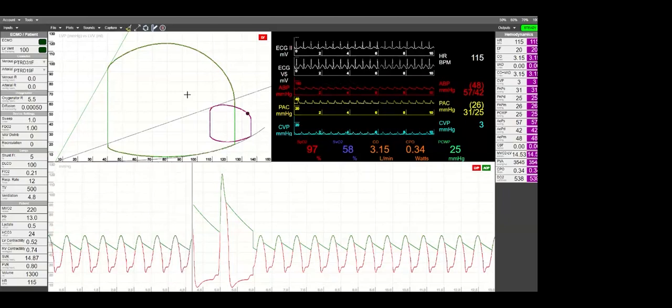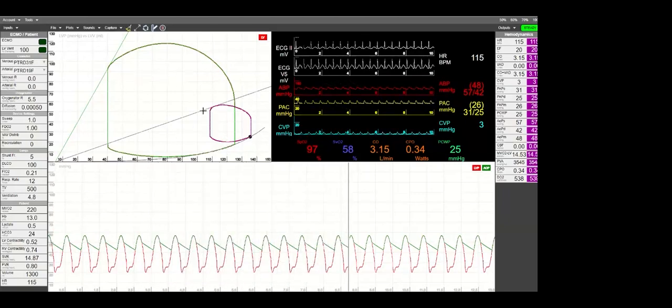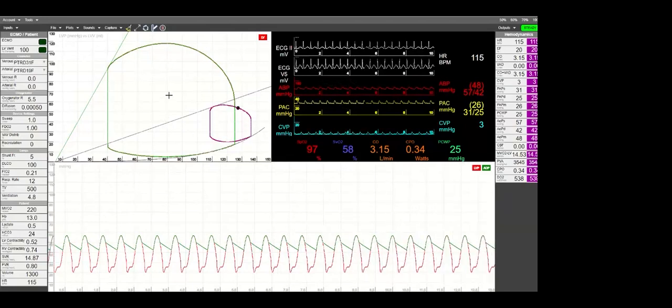And so next, we want to look at the energetic side of measurements of stroke work and potential energy. So the area within this pressure volume loop is going to be the stroke work. And that's going to be that energy that's externally transferred to the system.